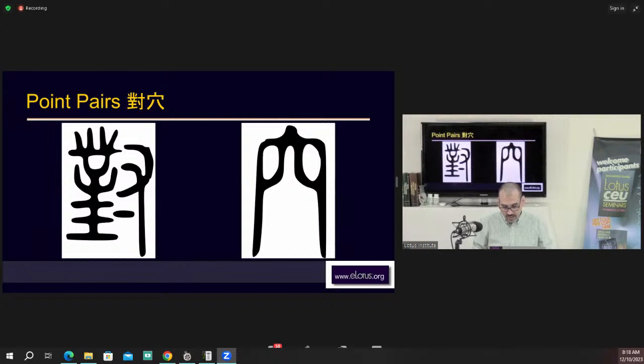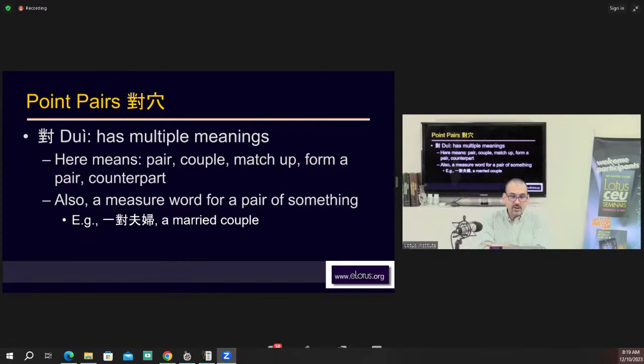So first, let's define this idea of point pairs. The word for point pairs, these are the very archaic looking characters, basically because I think they look pretty cool. Point pairing is in Chinese called dui shui, and that's the term you see on the heading of this slide. The first character, dui, has multiple meanings. Even in Chinese it means yes, right? Here, in this compound term, dui shui, the word means a pair, a couple, to match up, to come together to form a pair, a counterpart.